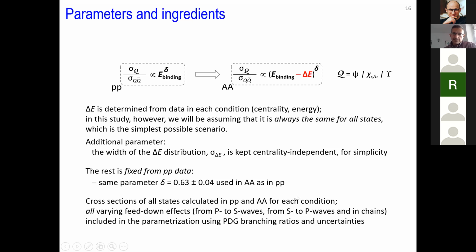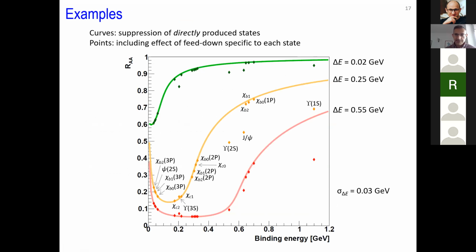We will consider all states, psi, chi's, and upsilon, and calculate first the suppression for the directly produced states, and using also all branching ratios from the PDG, we will calculate also the promptly produced states, considering all feed-down chains from P to S waves, from S waves to P waves, and even the chains. And this, again, is one example of these calculations with increasing delta E.